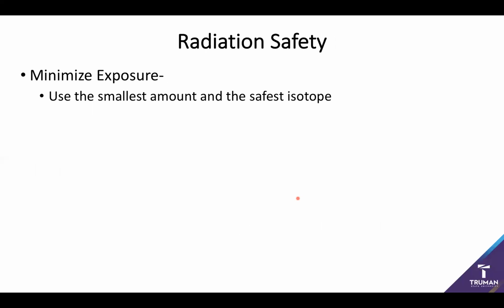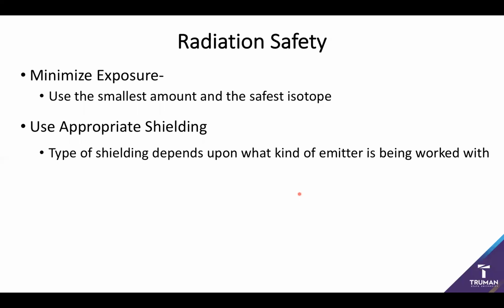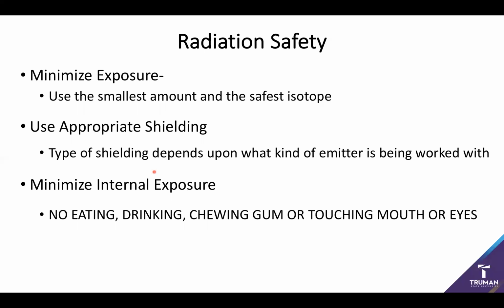An alpha emitter over a beta emitter over a gamma emitter typically. And again, make sure you use the appropriate type of shielding. So a lighter shielding tends to work for alpha radiation, but you'll need lead shielding if you're working with X-ray or gamma. But the biggest thing is, especially when working with radioactive isotopes, please make sure you minimize internal exposure.